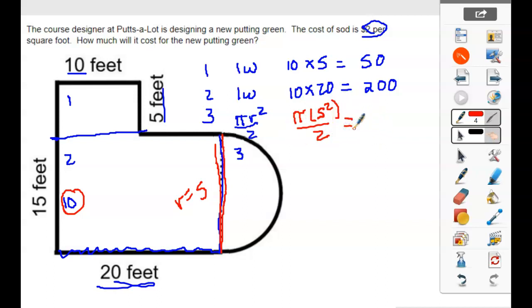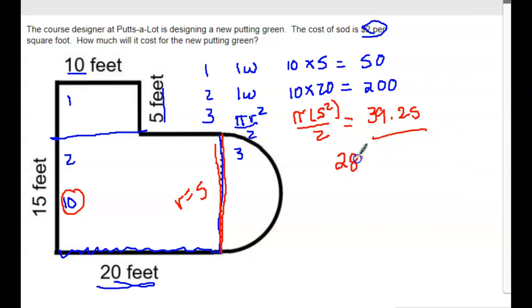And I can just put that in my calculator using 3.14 for pi. So 3.14 times 5 squared, and then divide that by 2. And I get 39.25. So that's the area of my semicircle. So now I'm just going to add up all of these, the 50 plus 200 plus 39.25, and that gives me 289.25 feet squared. So this is the area of my figure.